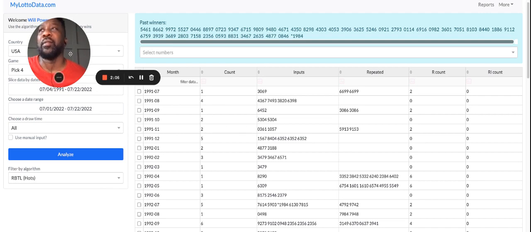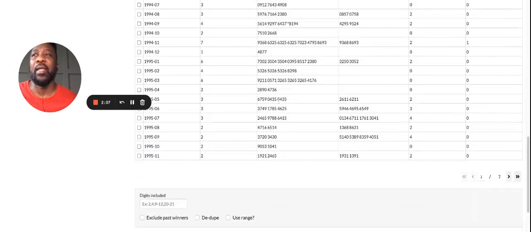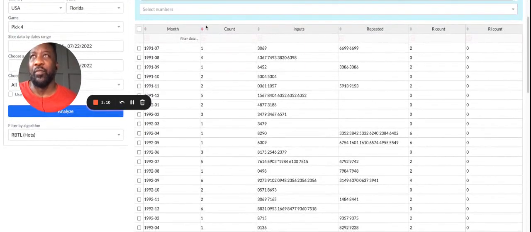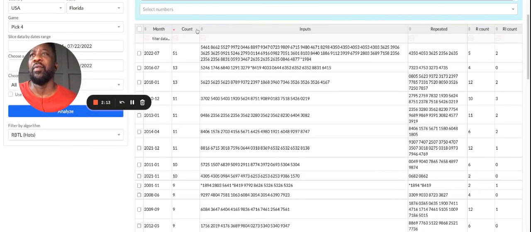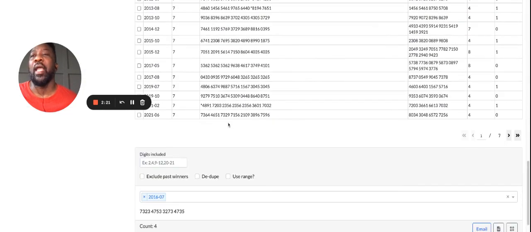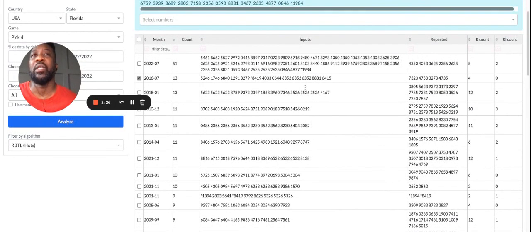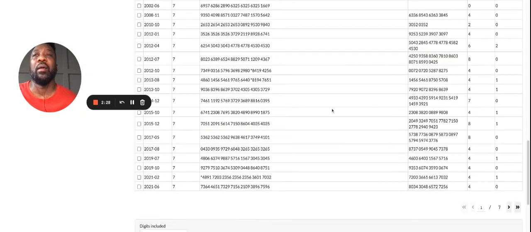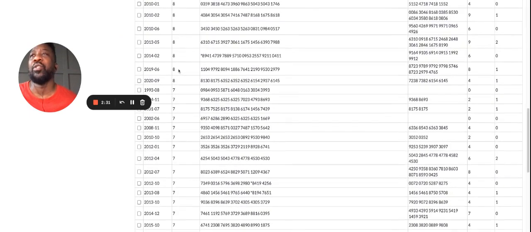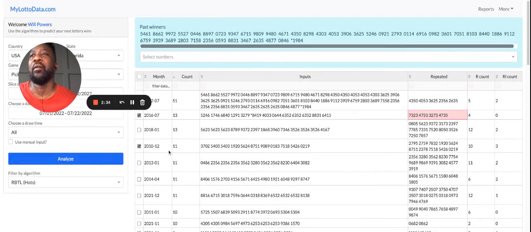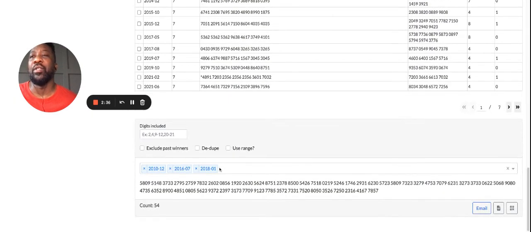RBTL finds pairs. Let me say it again. RBTL finds pairs. So if you look at this list of numbers here, if I select, for example, 2016-07, what you'll see is not the whole month of 2016-07. You're just going to see the repeated numbers down at the bottom. And then what you would do is you would select here, you would select here, and then your result set would be something like this, and then you play that list of numbers. That's how I won the $8,000, family.